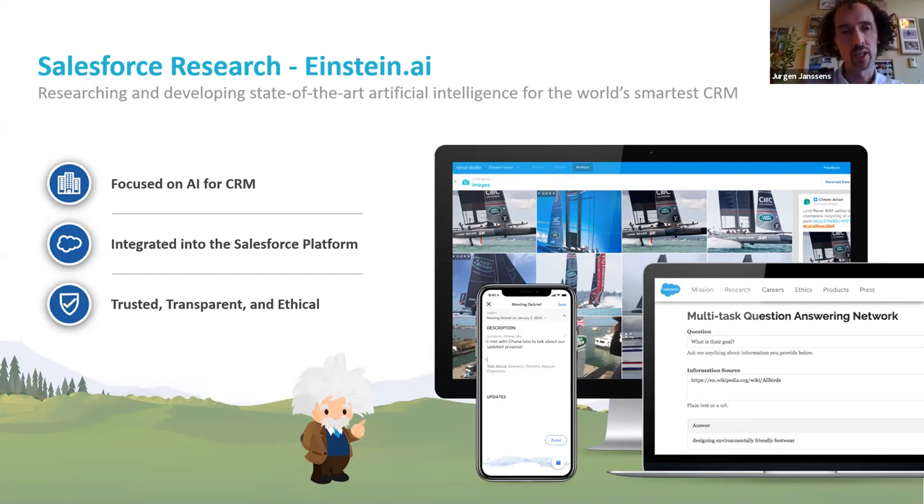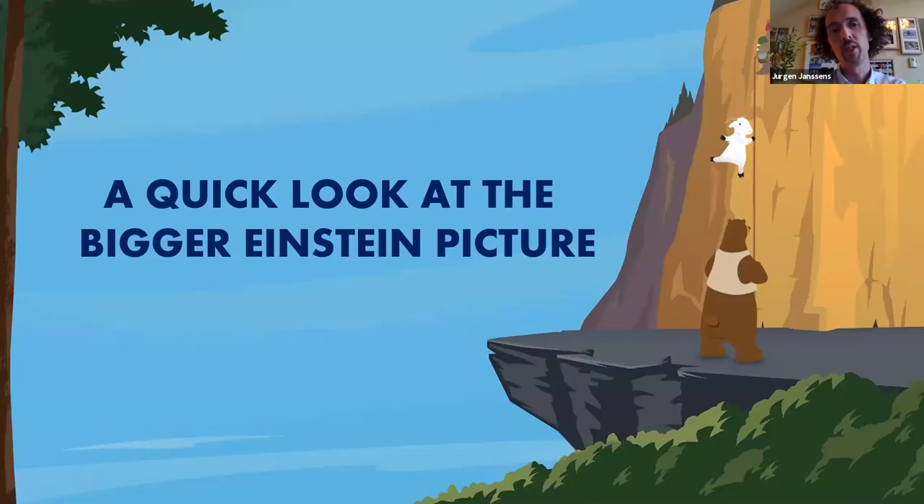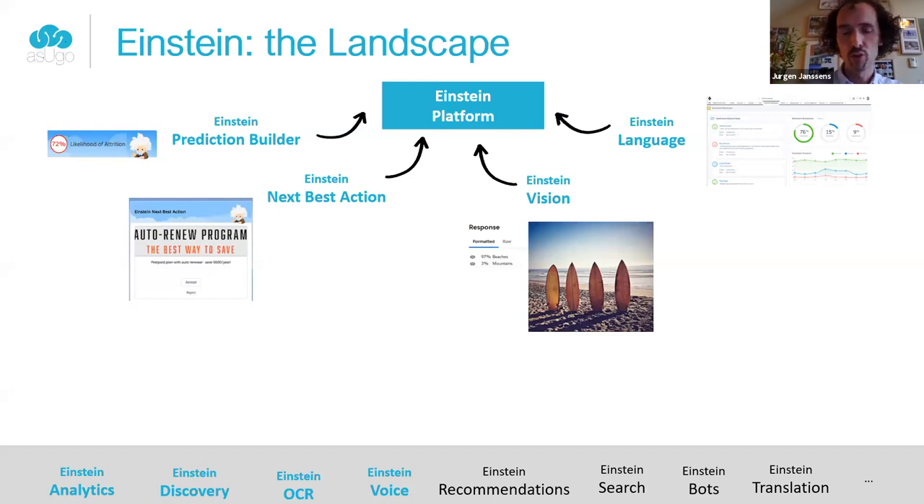So in a nutshell, Einstein at Salesforce is really about everything that AI could bring to a CRM at large, integrated in the platform, and obviously focusing on the trusted part of things. Now, what does that mean concretely? There are a lot of products in the Einstein family. I will go through some of them, not all of them. I could talk during hours about each of them, in fact. But to have a quick overview, you have on the one hand the Einstein Analytics part, and then what is called the Einstein Platform. Einstein Platform is mainly organized around the four products that you see here: Einstein Prediction Builder, Next Best Action, Vision, and Language. And then there are a lot of other products that more or less fit in the picture too.